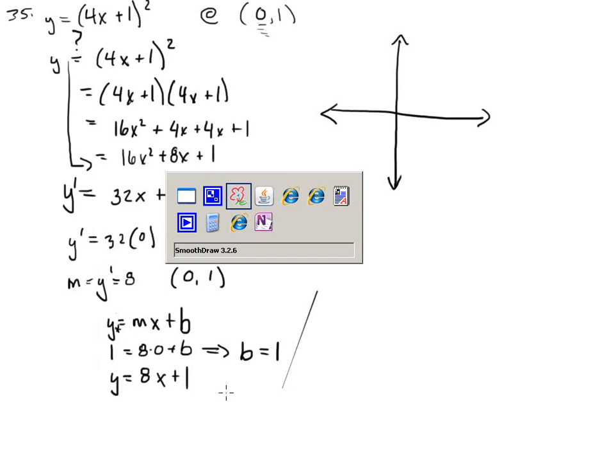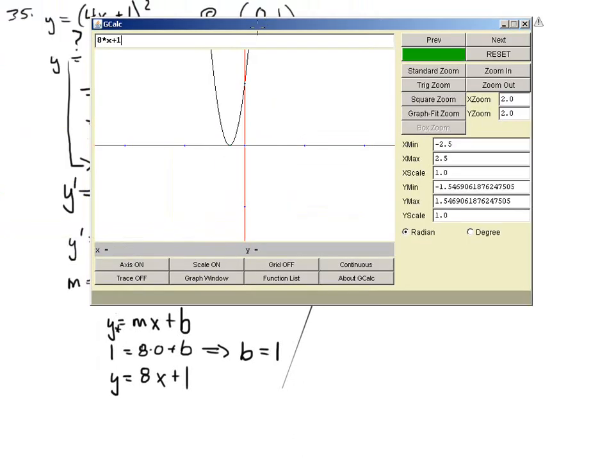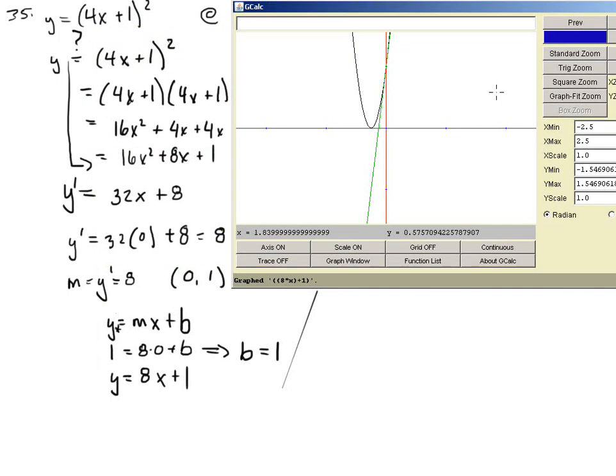So let's see, in our graphing calculator, if we put that in, 8 times x plus 1. I put that right in there, and if I hit enter, yay! We have a tangent line that passes through 0 at exactly the same inclination, or rate of change, as our function, quantity 4x plus 1 squared. And this is the kind of answer that you should see when you put it in your graphing calculator. Okay, and that is problem number 35.